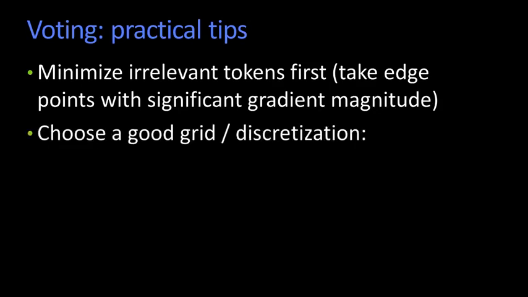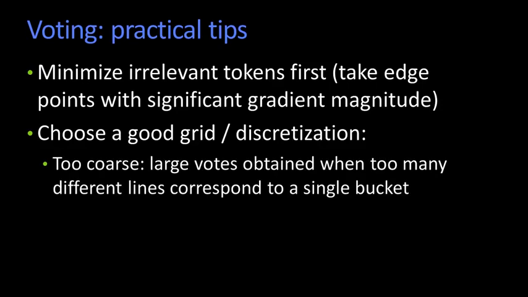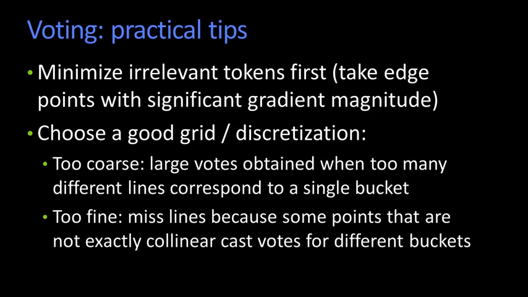You want to choose a good grid discretization for your Hough accumulator array, right? How many bins you make. And there's no magic answer to that. It's a little bit of an art. The problem is if the bins are too large, then too many false points vote for the same bin. And if the bins are too fine, then a little bit of noise will cause you to vote for the wrong bin. So there's this trade-off. It's how coarse and fine the data structure is.